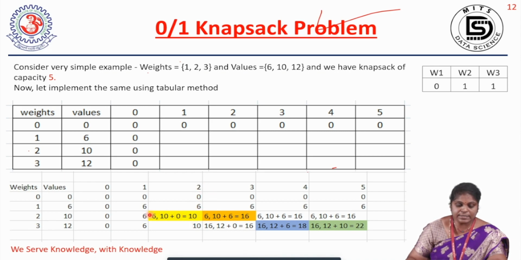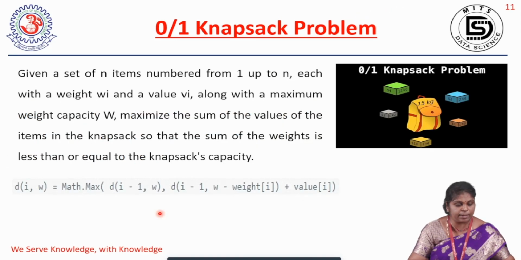So how is this 6 comma 10 comma 0 applied? For this I'm using this formula, d of i minus 1 comma w. Here d of i minus 1 comma w means we have to refer to the table entry.